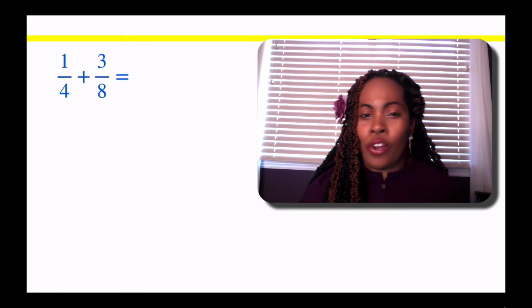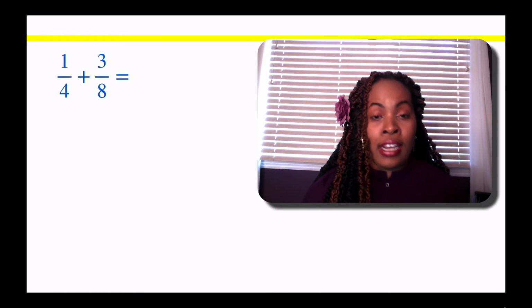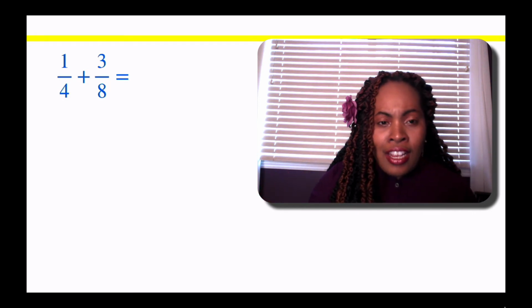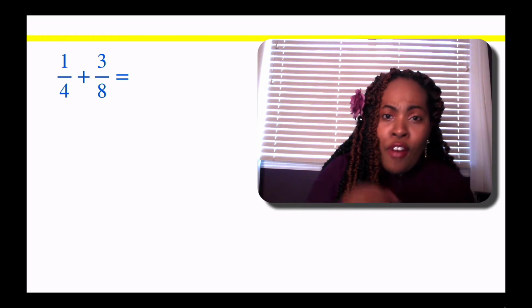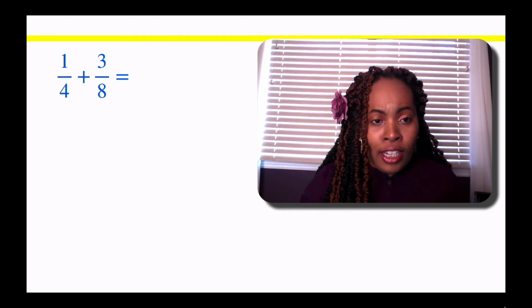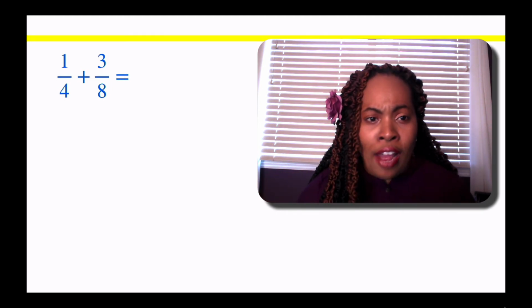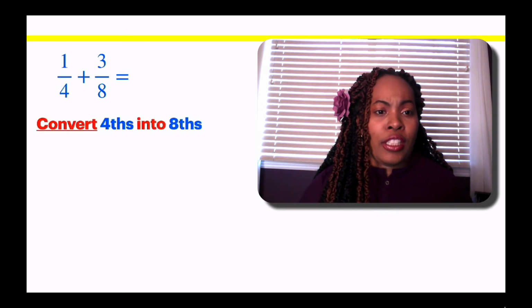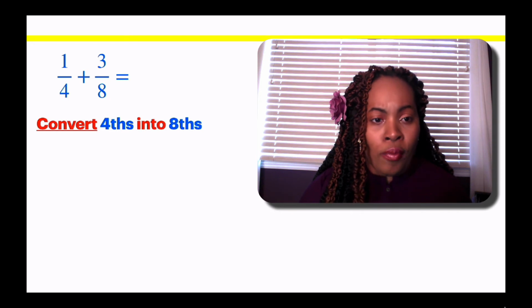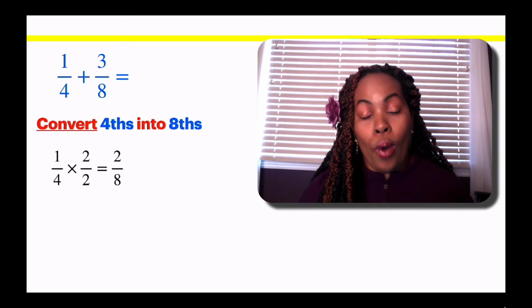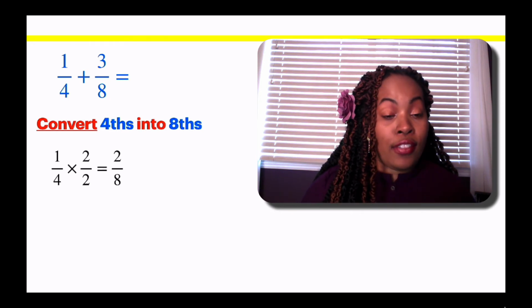But what if you were like, we could have taken a shortcut. We didn't necessarily have to go all the way through all that to get 32nds. Maybe you noticed that you could have just taken the fourths and converted them into eighths. Absolutely. Let's do it that way and see how it rolls out. 1/4 plus 3/8. Let's convert the fourths into eighths by multiplying by a form of 1. 1/4 times 2/2 gives us 2/8.